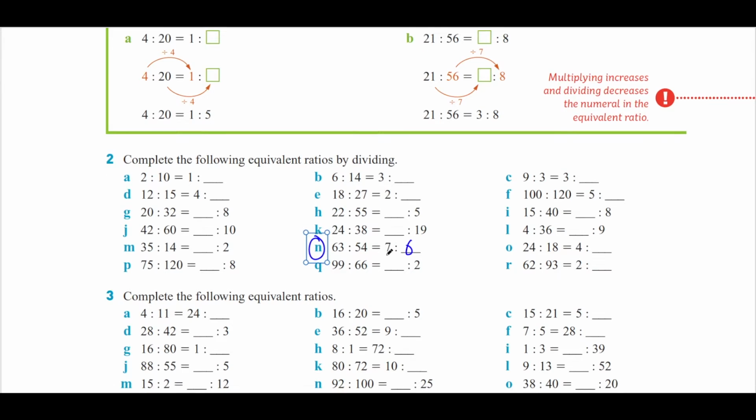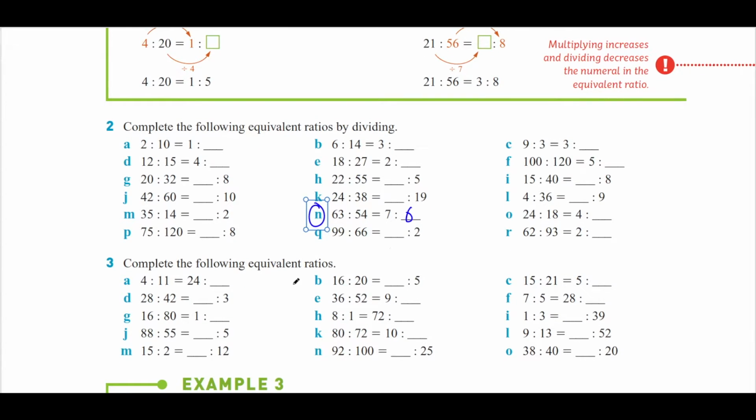Alright, let's try another example. Let's say E. 36 to 52 is equal to 9 to what? So how do I get from 36 to 9? I have to divide by 4. So then I have to divide 52 by 4 to get this number. You can use a calculator or you can do it in your head, but basically the answer is 13. 52 divided by 4 gives you 13.